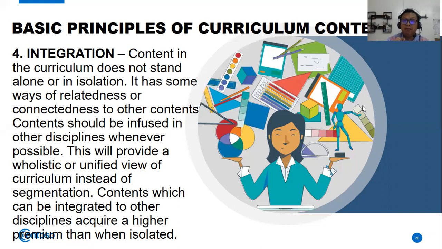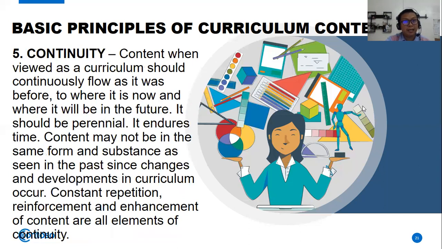Contents should be infused in other disciplines whenever possible. This will provide a holistic or unified view of curriculum instead of segmentation. Contents which can be integrated to other disciplines acquire a higher premium than when they are isolated.